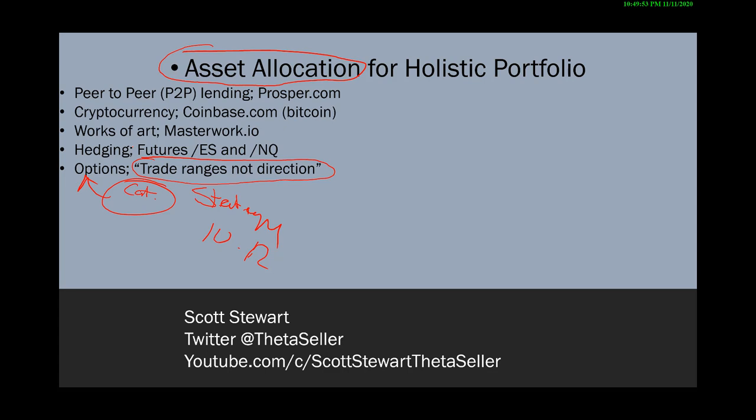Most trades are very binary in nature. Most people only know buy low, sell high. That's all we know, right? We want to buy it low. Hopefully, we want to sell it high.